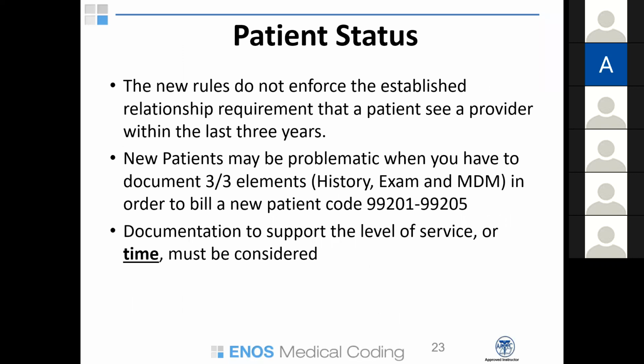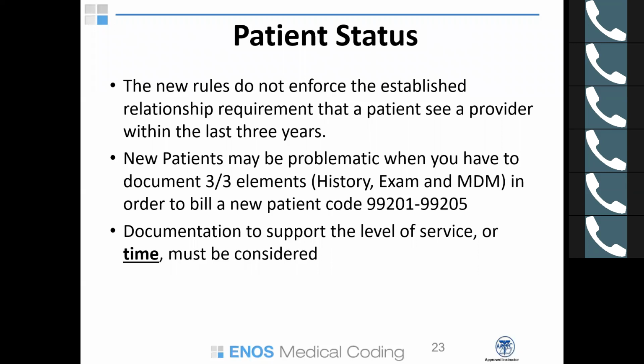The rules also do not enforce the established relationship requirement that a provider see a patient within the last 3 years. Normally, telemedicine codes are for established patients only. You can use 99201 to 99205 if it is a new patient. It's going to be a little challenging when we get to the part of the presentation on documenting your SOAP note, because you have to have all three elements, history, exam, and medical decision making, in order to bill a new patient code. But the alternative is to document time to support the level of service.